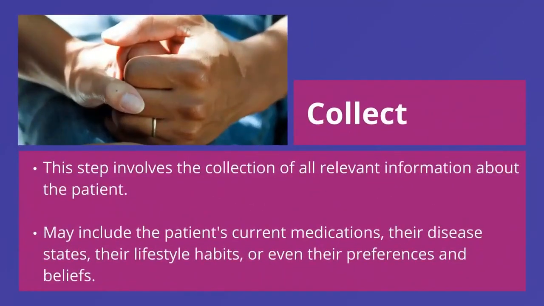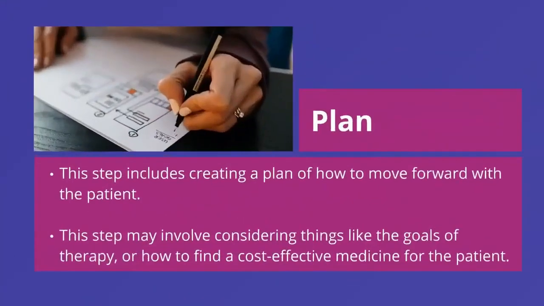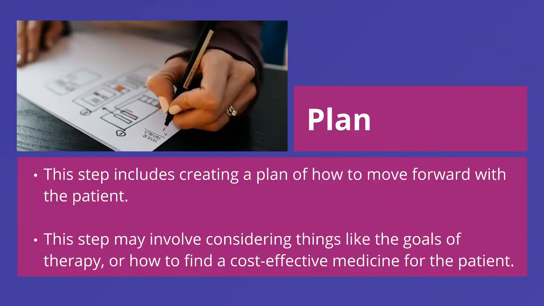So starting with collect, this step involves the collection of all relevant information about the patient. It may include the patient's current medications, their disease states, their lifestyle habits, or even their preferences and beliefs. Next, we have assess. This step involves the pharmacist assessing the information that was collected, as well as what was absent that the patient may need. Moving on to plan, this step includes creating a plan of how to move forward with the patient. This step may involve considering things like the goals of therapy or how to find a cost-effective medicine for the patient.